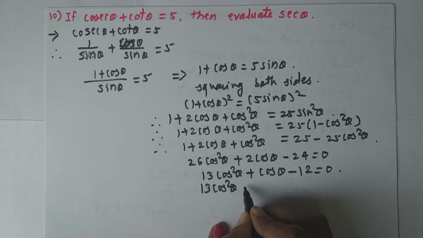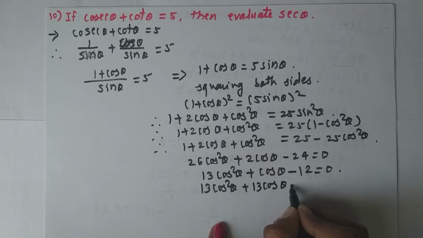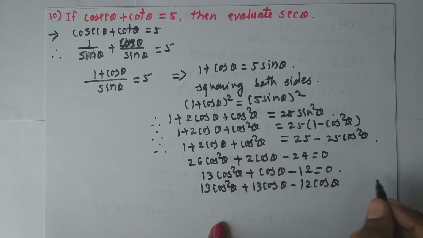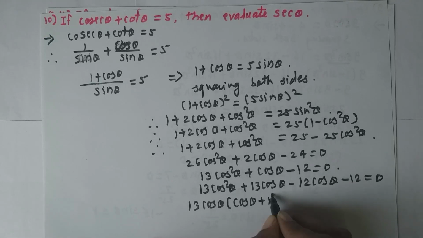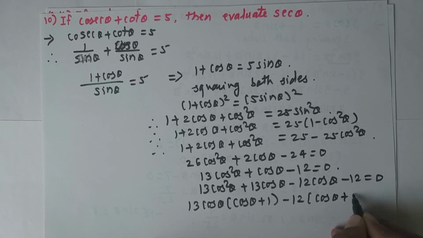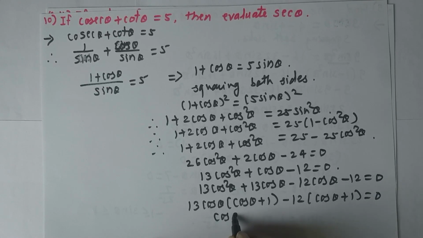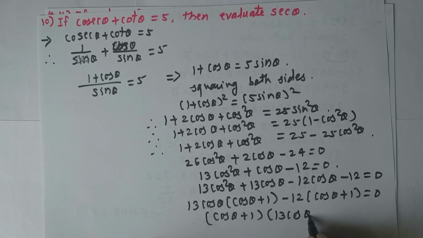Therefore, I will write here, instead of plus cos theta, 13 cos theta minus 12 cos theta. Factors of 12 and 13, I am taking as it is. Then take this 13 cos theta common. Then here remains cos theta plus 1. Here take minus 12 common. Then cos theta plus 1. Take cos theta plus 1 common. Then here remains 13 cos theta minus 12 is equal to 0.